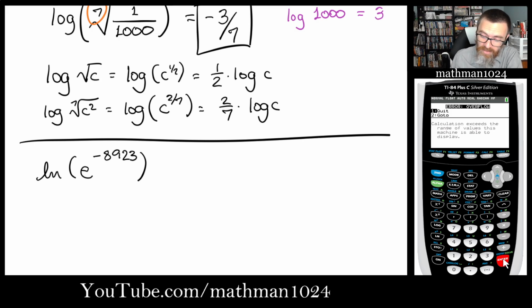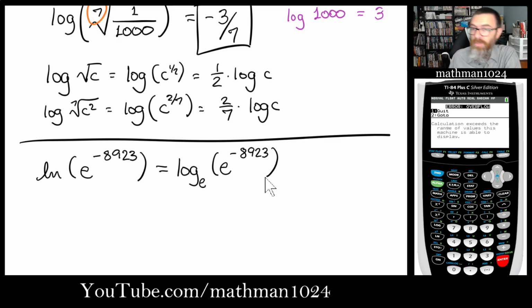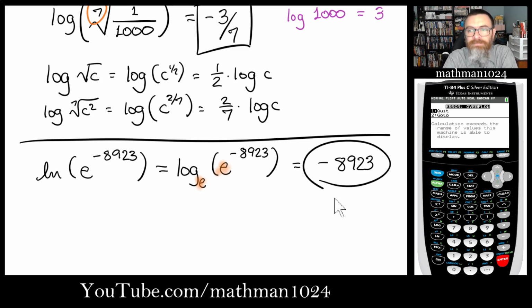But you know what? We've got properties of logarithms, and we can work this out. Because I know that the natural log really means log base e, so then of e to the negative 8,923 power. And we saw with the properties of logs that if the base of the log and the base of the exponential inside are the same, the answer will be simply the power. And that's all that it is.